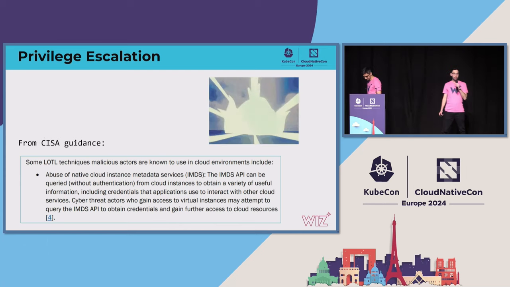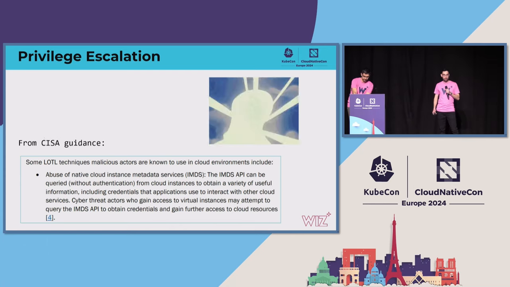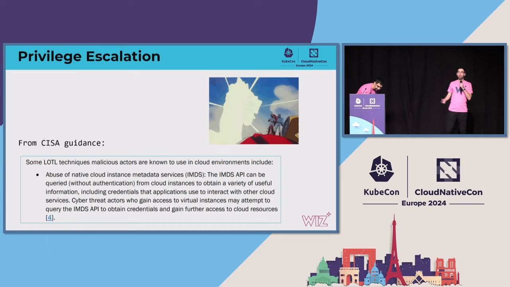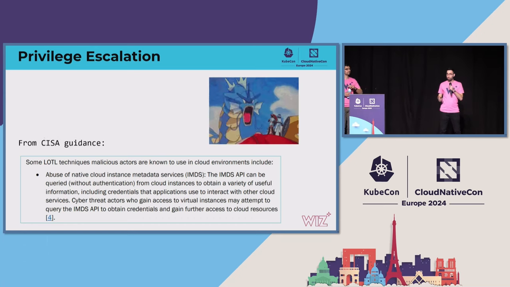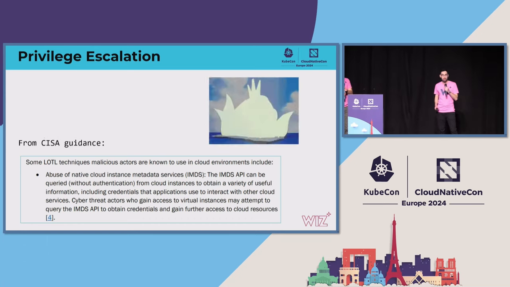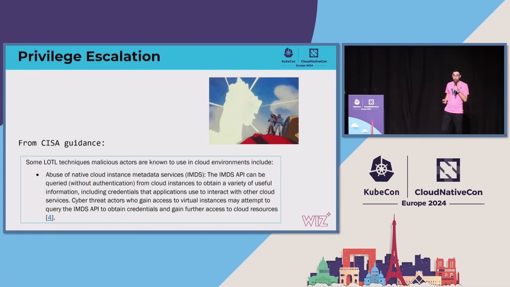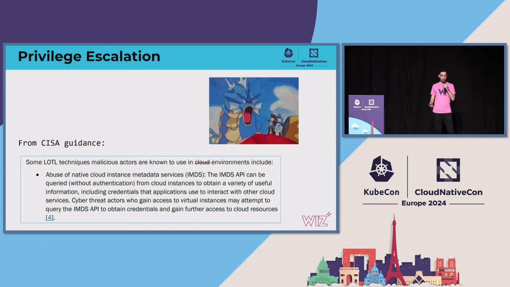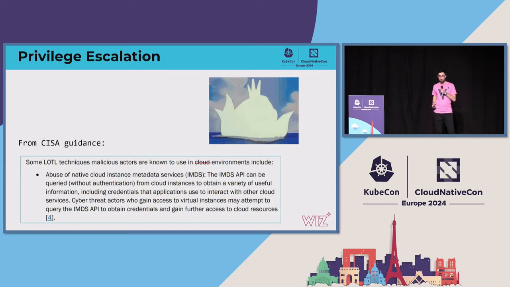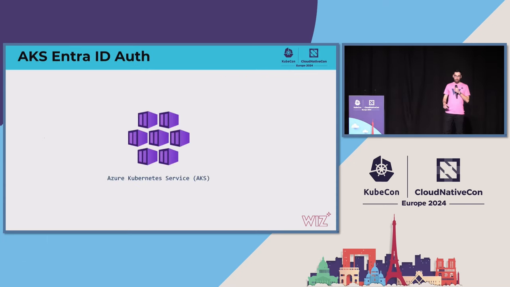So now we'll talk a bit about privilege escalation techniques. From CISA's guidance, they show us a lot of privilege escalation techniques on cloud environments. However, of course, we are at KubeCon and we are interested in managed clusters. So let's see how we can apply those privilege escalation techniques on managed clusters. The first example we chose to show you today is the Azure Kubernetes Service, and more specifically, how we can use the Entra ID authentication combined with some user misconfigurations to our advantage.